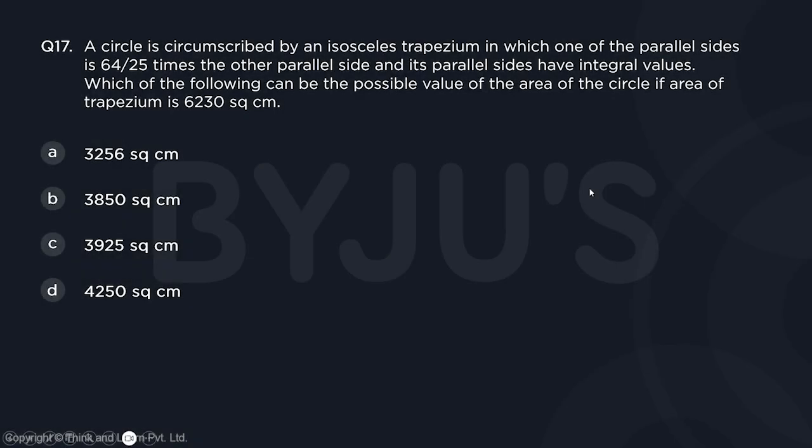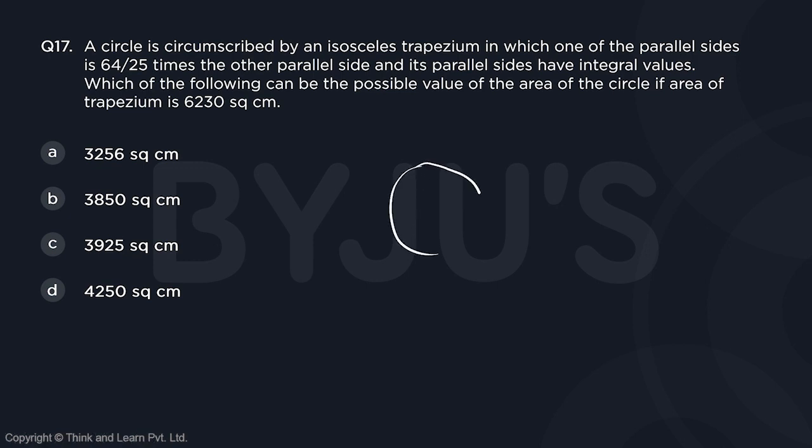Question number 17. A circle is circumscribed by an isosceles trapezium in which one of the parallel sides is 64 by 25 times the other parallel side, and its parallel sides have integral values. Which of the following can be the possible value of the area of the circle if the area of the trapezium is 6230 square centimeter?